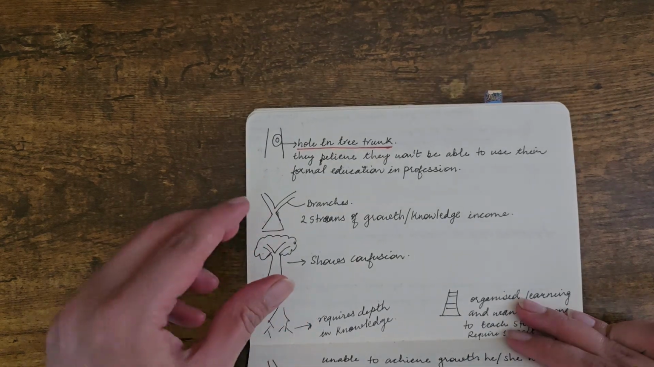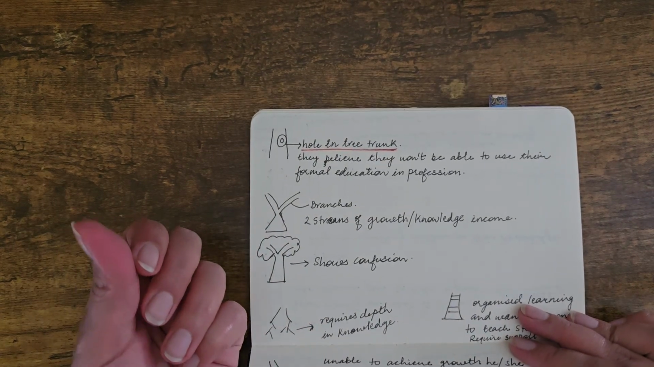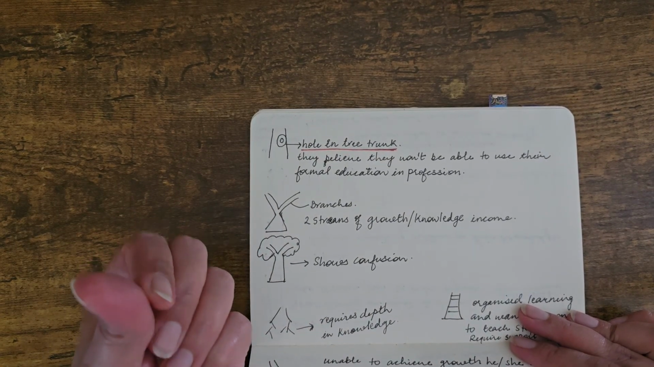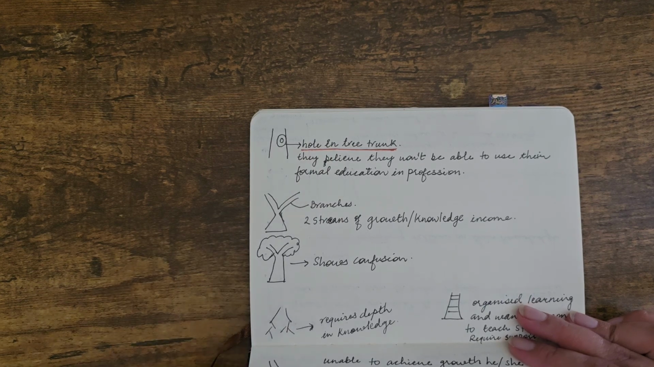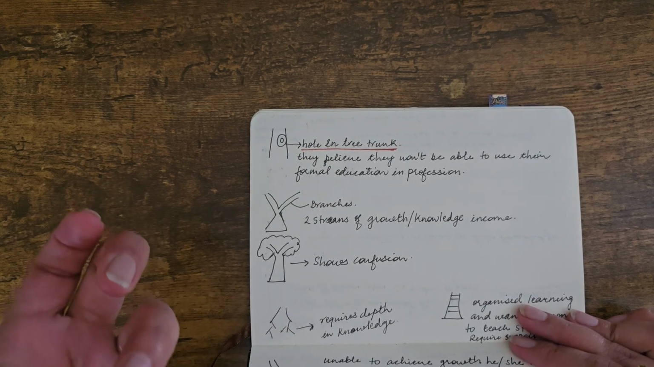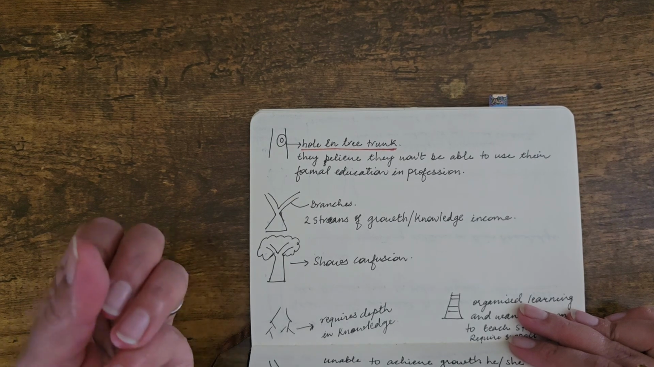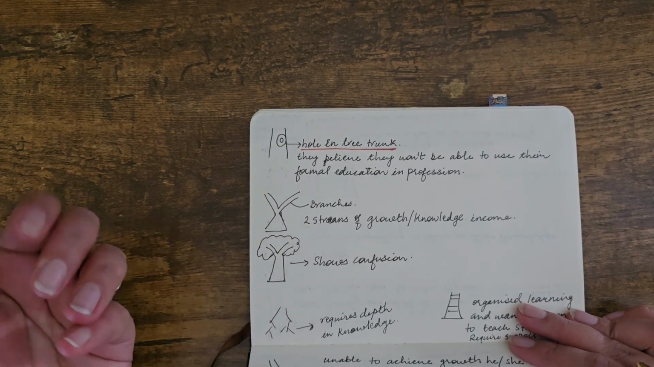If there is a hole in the tree trunk, that means they feel like there is a leakage somewhere. What does that mean? That means they feel like they might not be able to fully use their education in their profession.